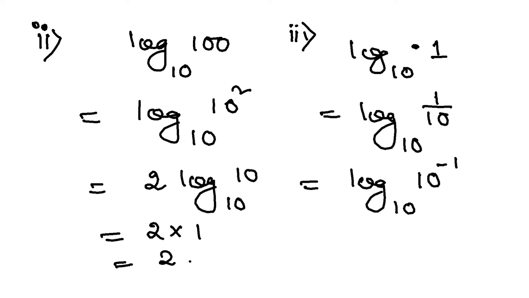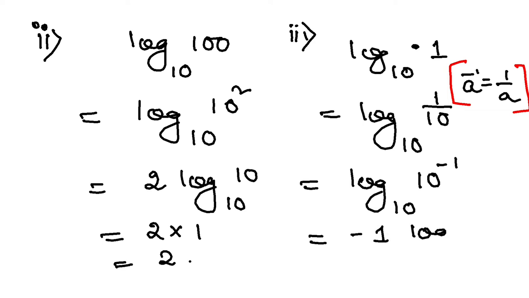I think you know this property. A to the power minus 1 is 1 by a, right? So if you don't know, please learn this one. This will be very important. Now minus 1 will come forward. I am left with log 10 base 10, isn't it? And log 10 base 10 is 1, so minus 1 into 1, minus 1. So this is the solution for 2 and 3. Let's try to solve question number 4 now.